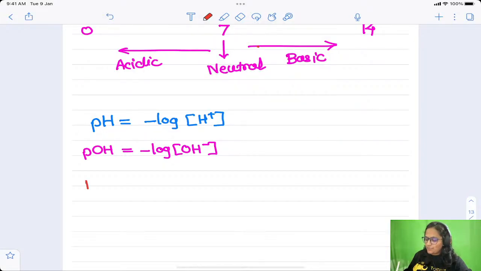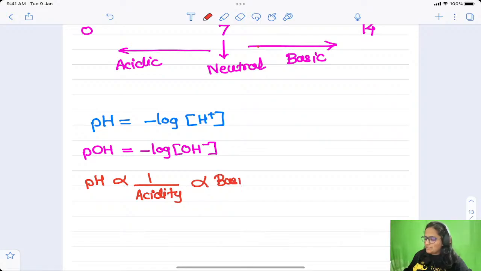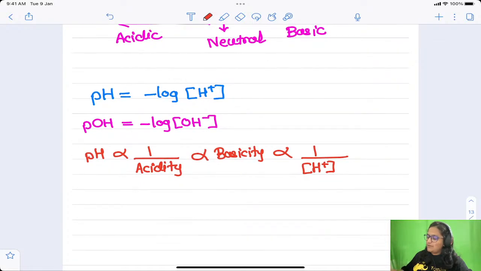Now a few things we listed in yesterday's class. pH is inversely proportional to acidic strength, which is also called acidity. It is directly proportional to the basic strength, which is also called basicity, and pH is inversely proportional to H plus ion concentration.